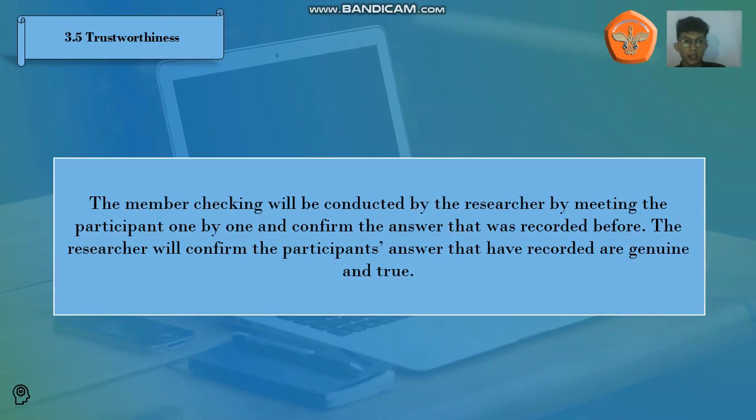And then trustworthiness of this research will be member checking. The member checking will be conducted by the researcher by meeting the participants one by one and confirming the answers that were recorded before during the interview. The researcher will confirm that the participants' answers that have been recorded are genuine and true.